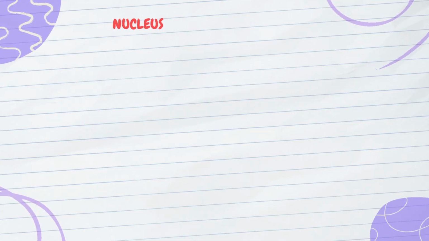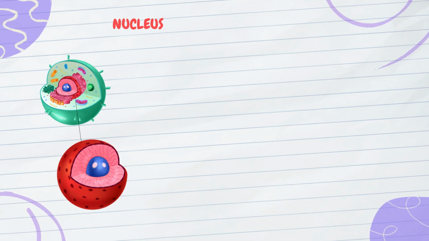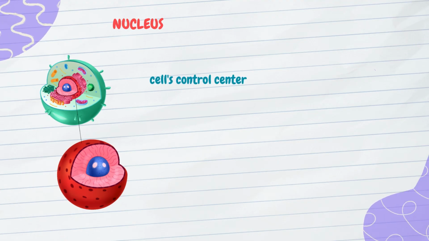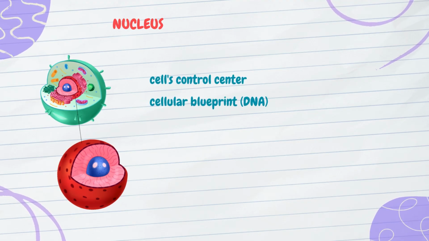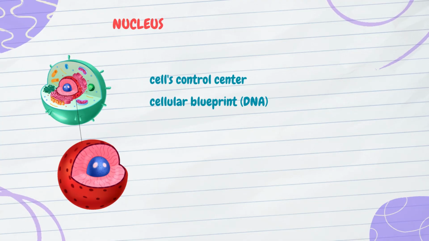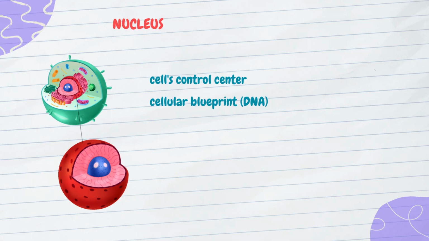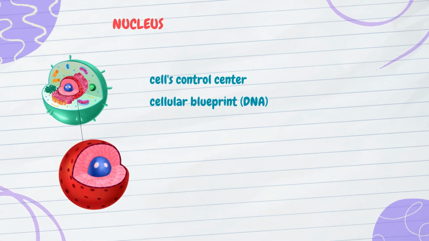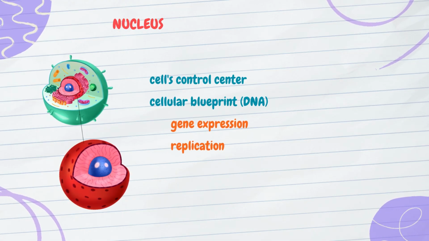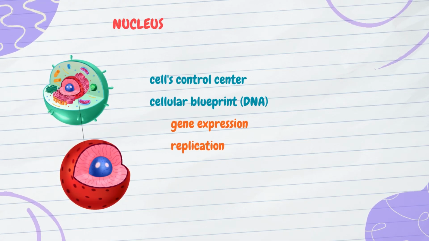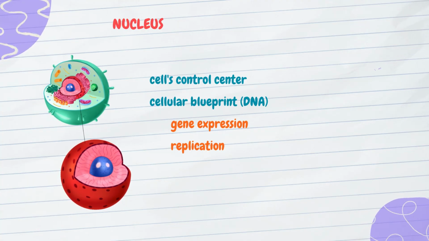Next, the nucleus. The nucleus is often referred to as the cell's control center. Within the nucleus, you'll find the cellular blueprint, also known as DNA, which plays an important role in coordinating various cellular functions. Among its responsibilities, the nucleus takes charge of gene expression and replication, two fundamental processes that shape the cell's identity and ensure its survival.